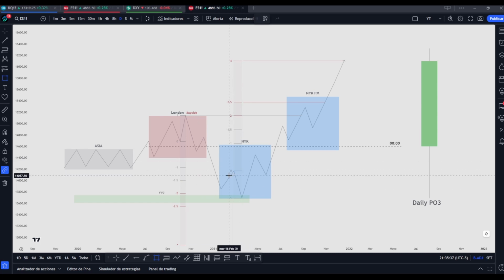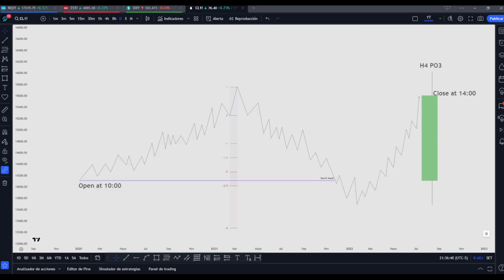If you trust the model, if you identify some other things, maybe some unicorn inside here, or if you trust this market maker buy model, you can also be taking some position on a low risk buy, or waiting till this standard deviation gets hit. It's up to you. Let's now jump on devil mark.